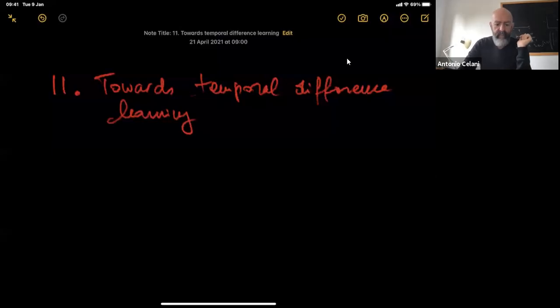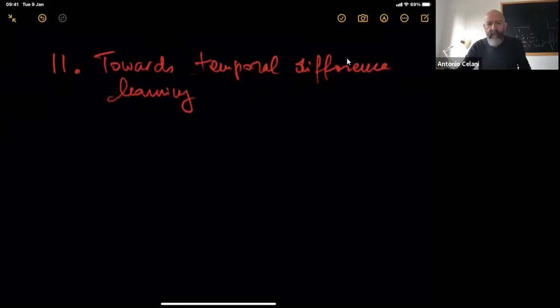And here we are. Okay. So with the previous lecture, we completed our excursion into the Bayesian setting for reinforcement learning. And so from today, we are going to move towards the more inductive or data-based interpretation of reinforcement learning. So all these methods which are relying on data to perform prediction and control.